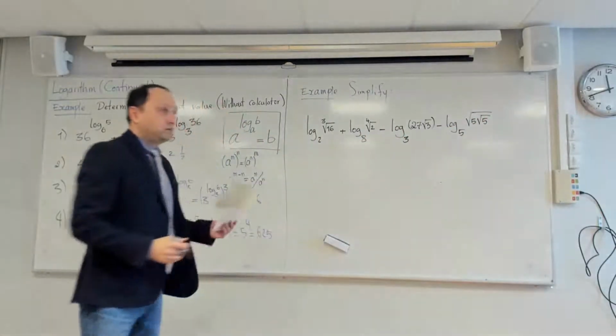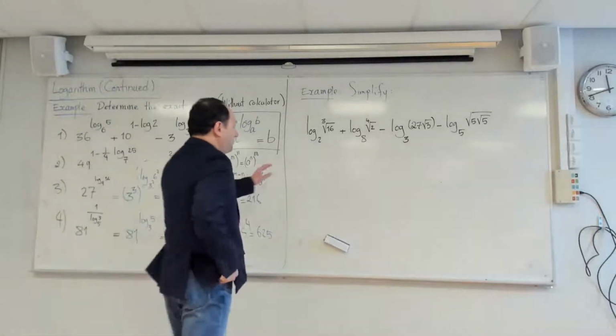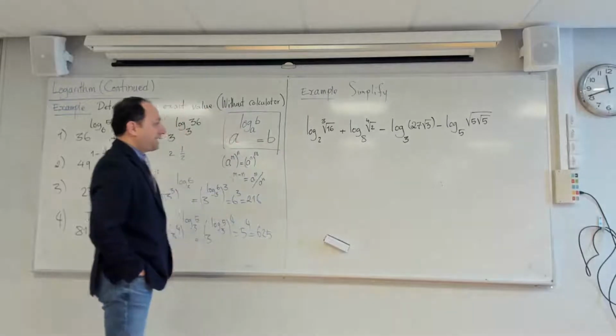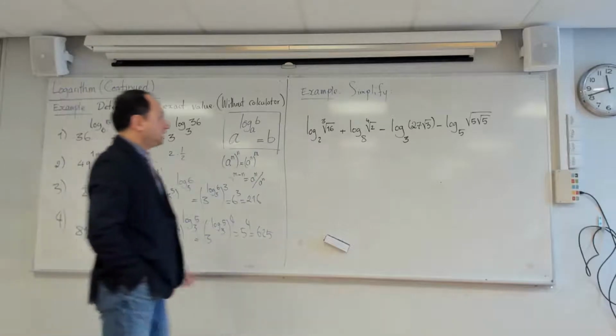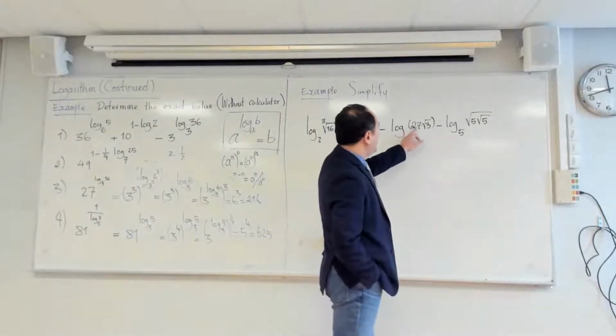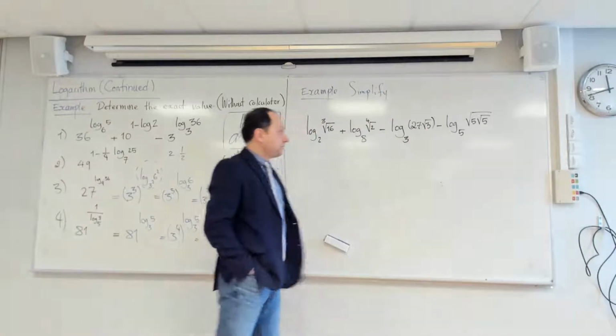Okay, so we want to simplify this. Of course, simplification means probably you should be able to get an exact value. If not, simplify it as much as possible. Could you read the 3rd term? This one? Yeah. Log of 27 multiplied by square root of 3 to the base 3.